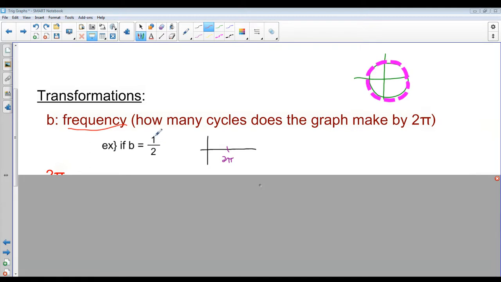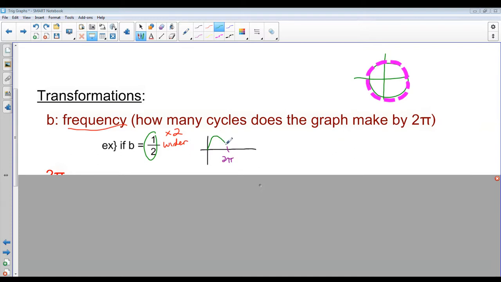So if we think back to our old rules, when the B is 1/2, it basically means it's a horizontal stretch times 2, right? This is where we think about the reciprocal. So a horizontal stretch times 2. So we would expect this graph to kind of get wider. An easier way to think about it in terms of these periodic trig functions is how many cycles does the graph make over that usual 2 pi. So it usually makes one cycle in 2 pi. When the B is 1/2, it makes half of a cycle by 2 pi.